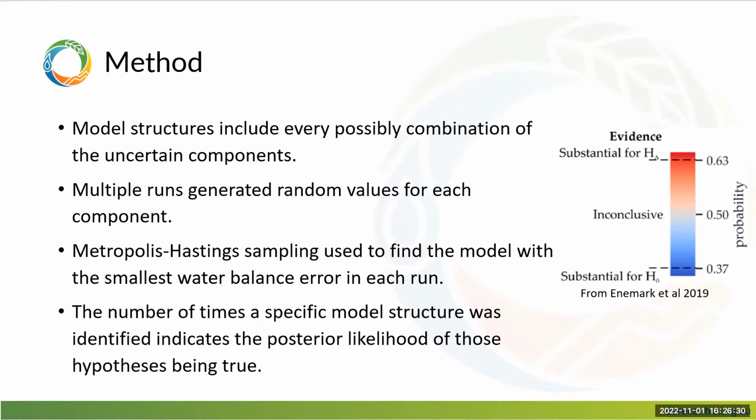So then you run these quite a few times, and the number of times the specific model structure was identified basically indicates the posterior likelihood of these hypotheses being true. So just some notation over on the right. If a particular component was contained in over 63% of the models, it was considered to have substantial evidence for it existing. If it was contained in less than 37% of the models, it was considered substantial evidence for it not existing.